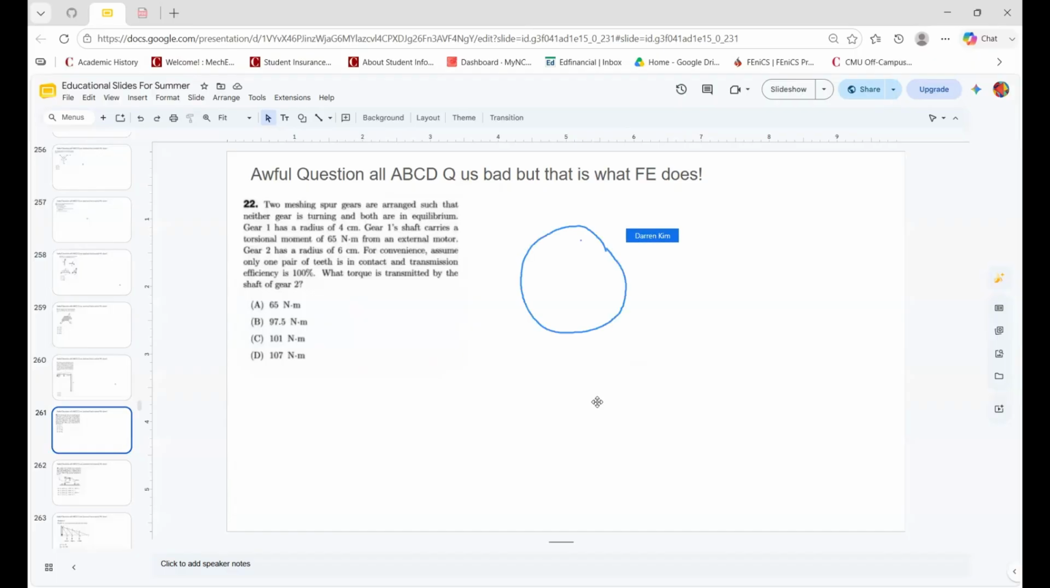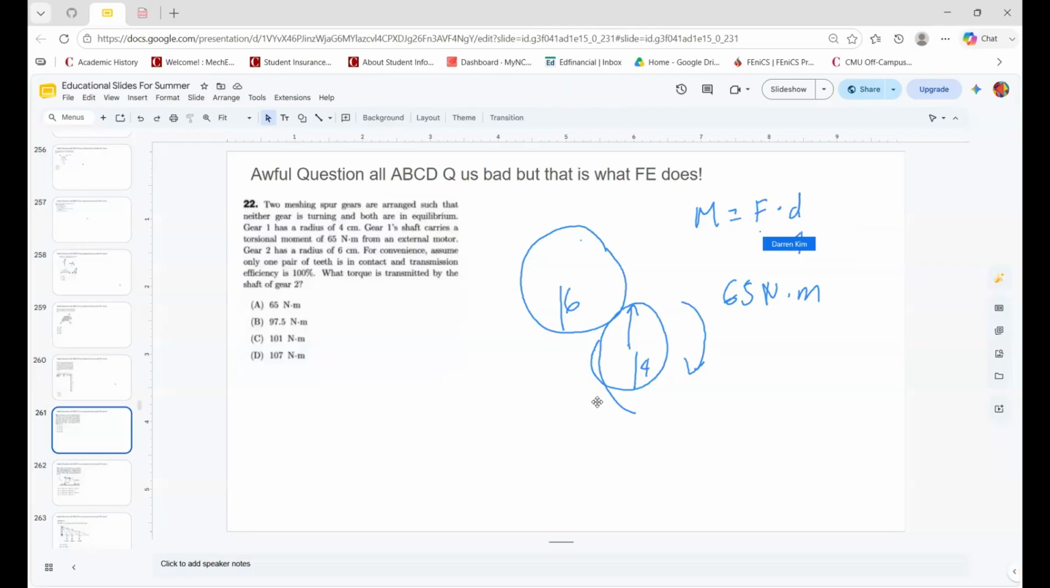So if I were to draw two of these like this, and this was the first gear with 4, the second gear with 6, and this has a torque of torsion of 65 newtons per meter. We can look at this and say moment equals force times distance. So the force over there is M divided by 4, right? I think I'm right.